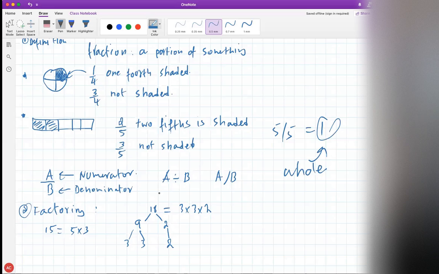So basically 18, when we break it down, it's just 3 times 3 times 2. If you multiply these back, you get 18. That's all we mean by factoring. You take a number and you break it down. That's all. And we call these numbers factors. We call them factors of 18 because those numbers, when multiplied, make up 18.